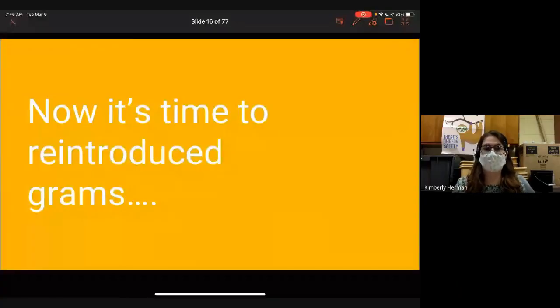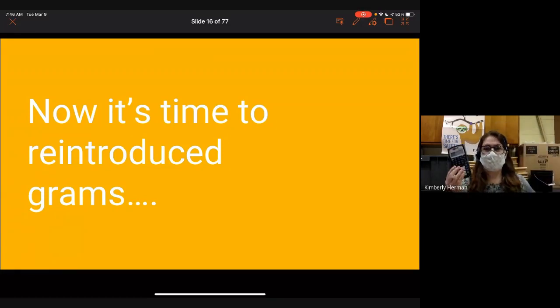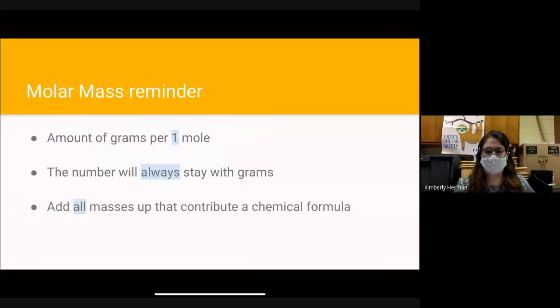Okay, welcome back. Now it's time to reintroduce grams because we're going to introduce them to our conversions for today. So you need a periodic table handy and you need a calculator for today's lesson. So let's get started. Now this is a molar mass reminder. We've done it now twice this year.